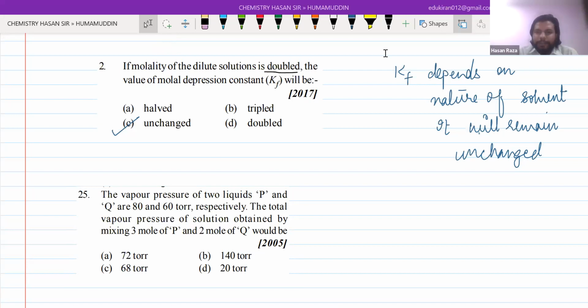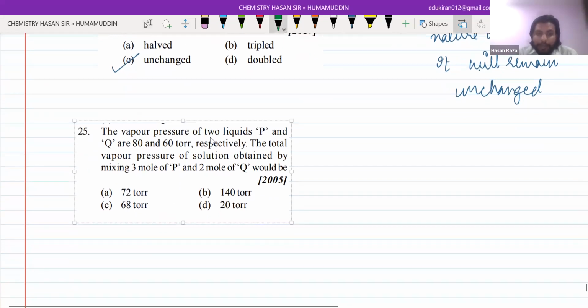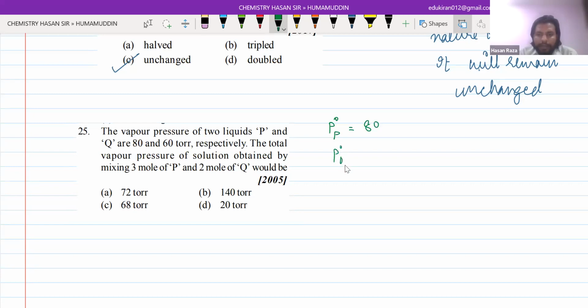See, it's very easy. You just need to obtain the information given in the question. First of all, as you can see, vapor pressure of two liquids P and Q are 80 and 60 torr respectively. So basically P naught P, the pure vapor pressure of P, is 80, and P naught Q, the pure vapor pressure of Q, is 60. The total vapor pressure of the solution obtained by mixing, we need to calculate PT.